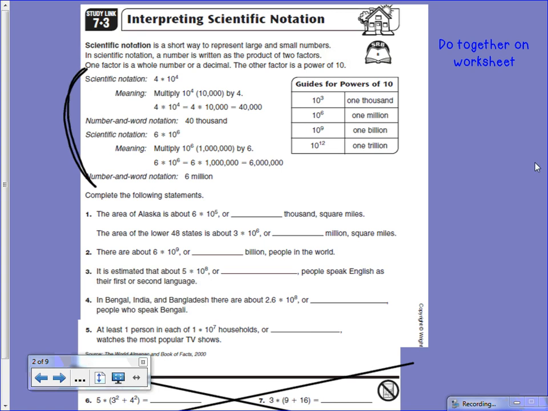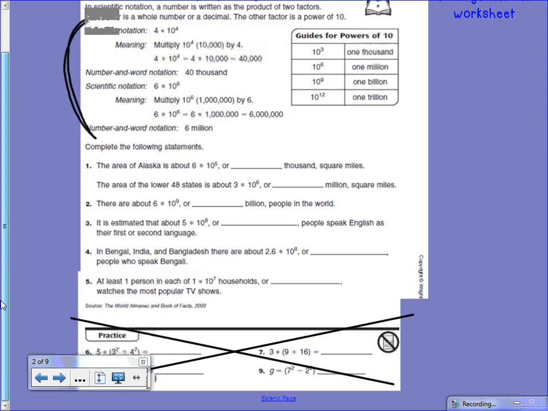All right. Don't worry too much about this stuff up here. It's just some extra wording and it might confuse you. So don't worry about it. However, on numbers 1, 2, 3, 4, and 5, they give you the scientific notation, and they want to know what that means in standard notation. So if you were to read that number out loud, what would it be? The first one says the area of Alaska is about 6 times 10 to the 5th power, or so many thousand square miles. Okay?